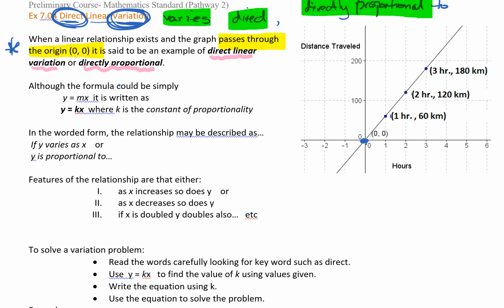However, there's a slight change, and it's only a slight change. Instead of the gradient being m, the gradient is now the k, which has an important interpretation. That number that goes there is no longer just called the gradient, it's called the constant of proportionality. This is again another feature or key point that needs to go in your summary.